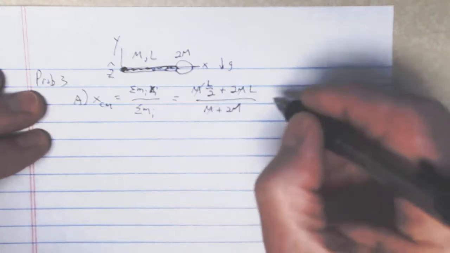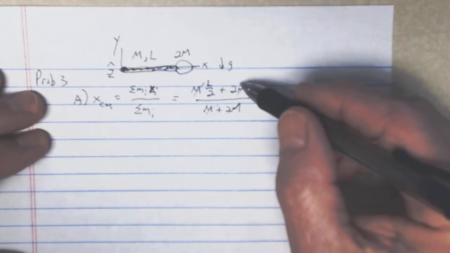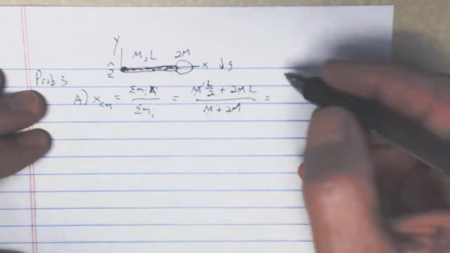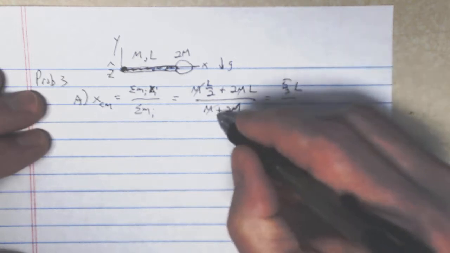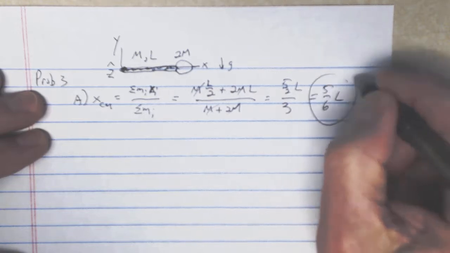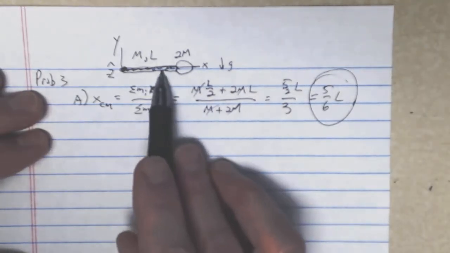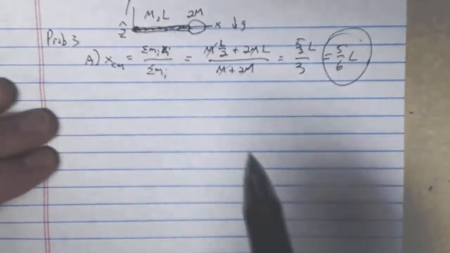All the m's cancel out. So we're left with 2L plus a half, which is, of course, 4 halves plus a half, or 5 halves, times L divided by 1 plus 2, or 3, or 5/6 L, is the position of the center of mass of this system, so it's going to be somewhere here, compared to x equals 0.